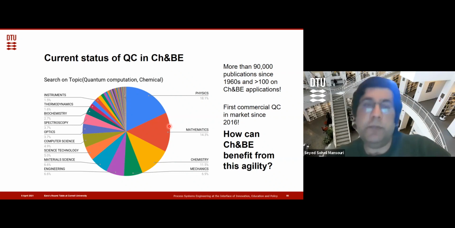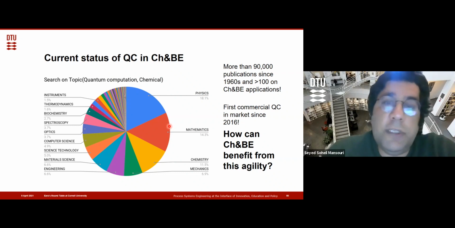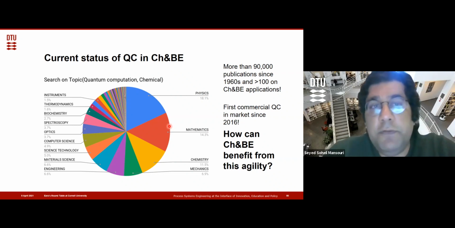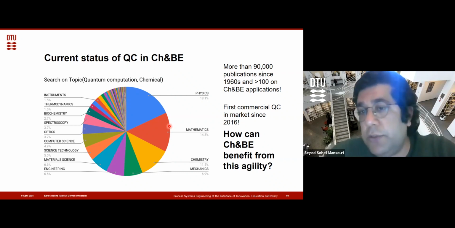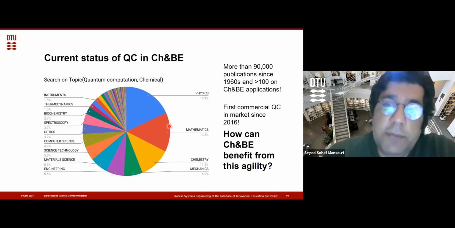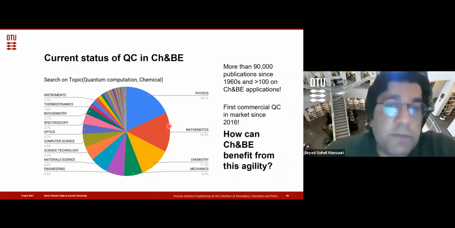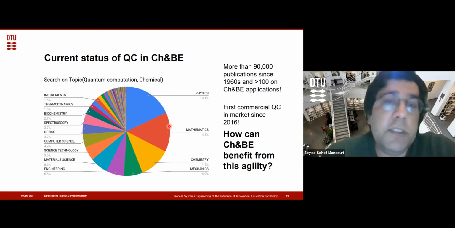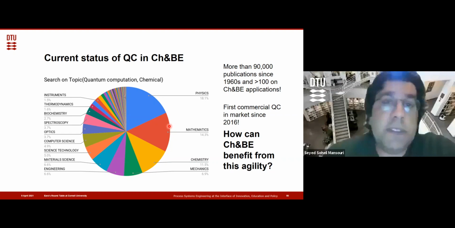In principle, the process systems engineering discipline uses computational tools, and we feel that within this community we are positioned correctly to tackle this area and explore the opportunities for these applications. So the question is, how can chemical and biochemical engineering benefit from this agility? We have to solve more problems, to collaborate, to discuss, and we need this community to come together and discuss what these benefits could be.